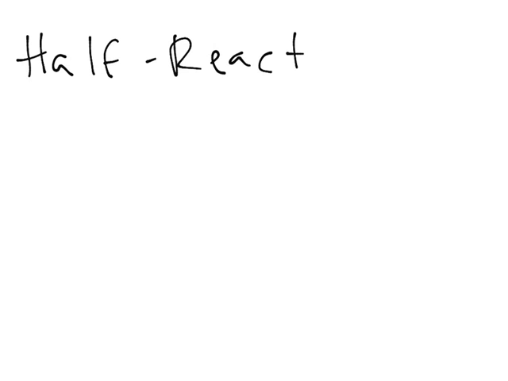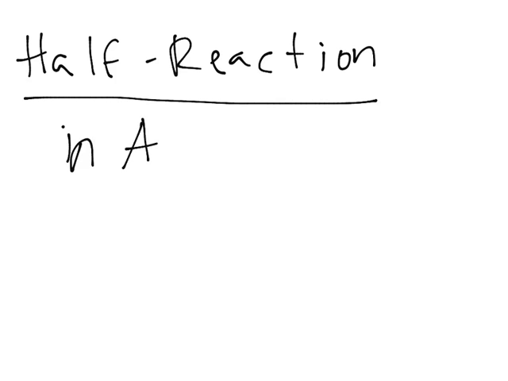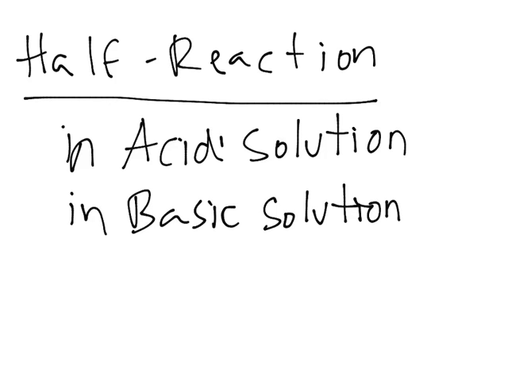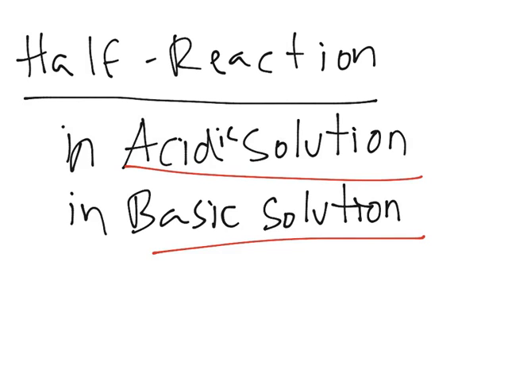I'm first going to tell you the steps on how to do it, and then I'll show you with an example. The first thing you have to know is that it will vary depending on if you're in a base or an acid. At the beginning of the problem, it should tell you something like balance this in acidic solution or in a basic solution. So be careful on what it says in the problem, because the basic solution has more steps than the acidic solution. So let's start with the steps you have to use for both.